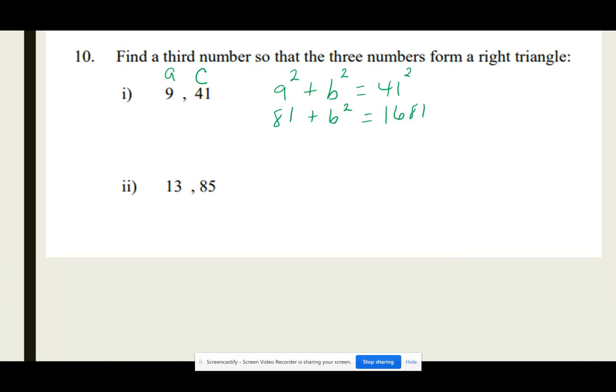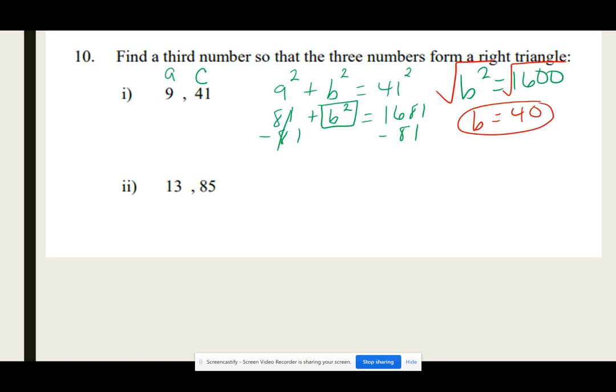All right, so we need to get our b squared by itself. So we're going to subtract 81 from both sides. And this one should be pretty easy. 1681 minus 81. We get b squared equals 1600. And then if we take the square root of both sides, the square root of 1600, b equals 40. So 40 could be the other side for the first one.